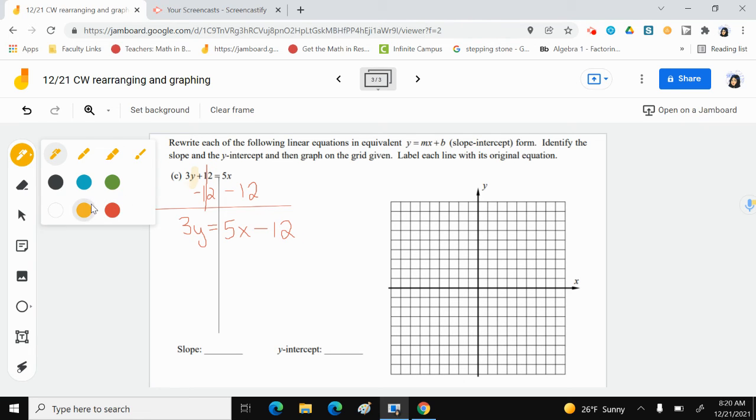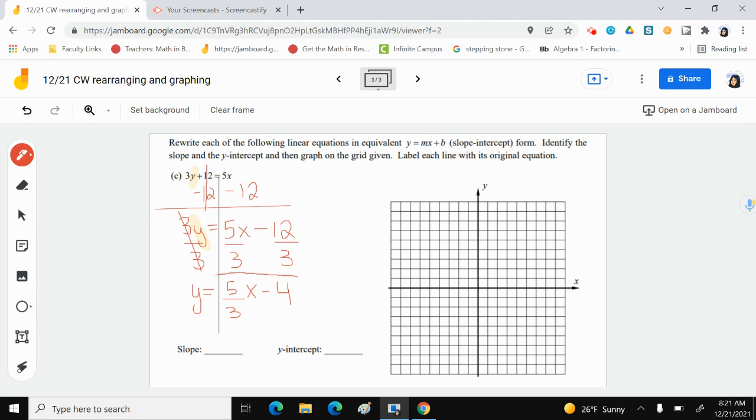Again, I'm going to highlight my variable. So what's attached to it now is this 3. I can undo the multiplication by 3 by dividing by 3. And I'm going to make sure I divide everything on the right-hand side by 3. So this will cancel. I'm left with y. My slope is already a nice fraction. I'm going to just recopy the 5/3 x. I can simplify my y-intercept. Negative 12 divided by 3 is negative 4.